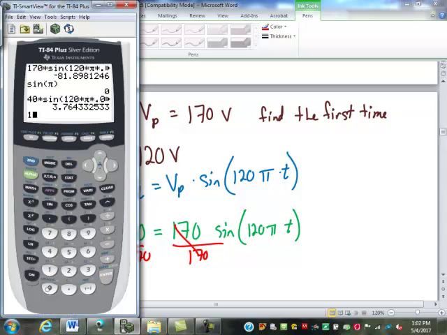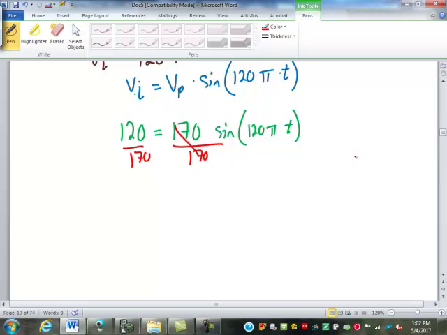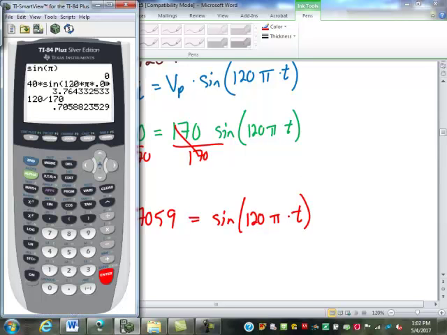So we've got 120 divided by 170. This is going to be 0.7059. Now, I'm going to leave that in the calculator. I'm going to write down 0.7059. The 170 is gone here, so that equals the sine of 120 times pi times T. But notice I'm not clearing my calculator. I'm leaving it in there.